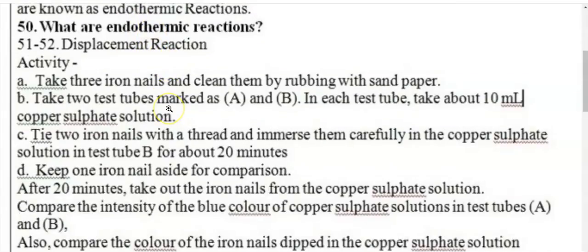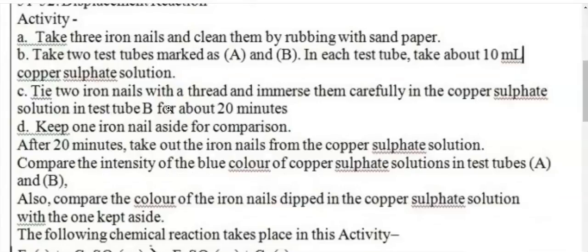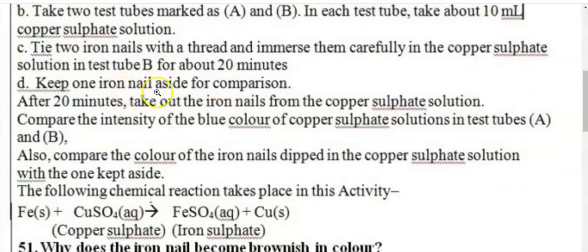Then comes displacement reaction. So see this activity. Take 3 iron nails and clean them by rubbing with sandpaper. Take 2 test tubes marked as A and B. In each test tube, take about 10 ml copper sulfate solution. Tie 2 iron nails with a thread and immerse them carefully in the copper sulfate solution in test tube B for about 20 minutes. Keep 1 iron nail aside for comparison.